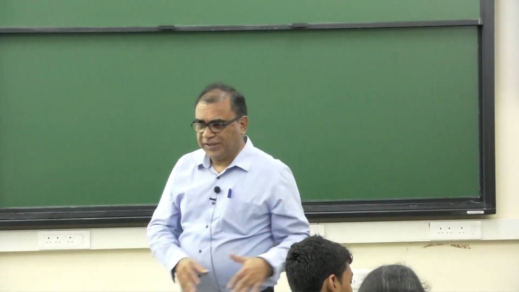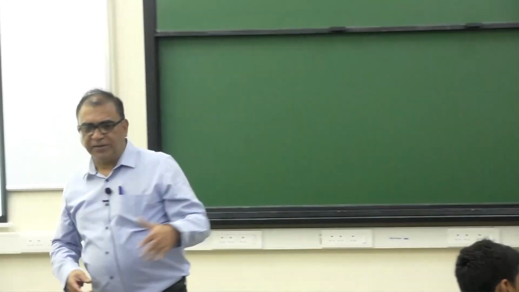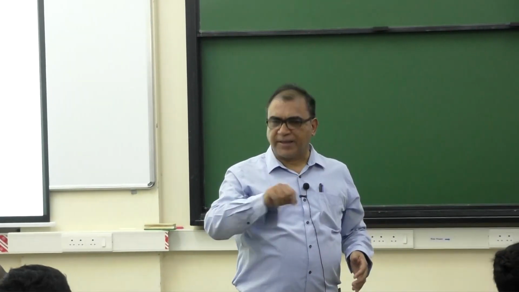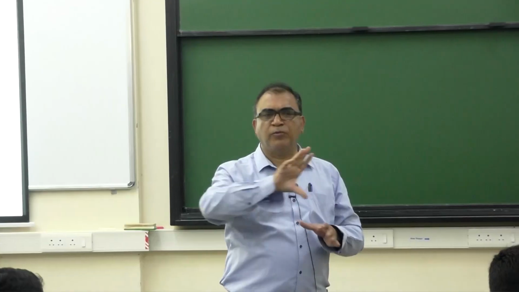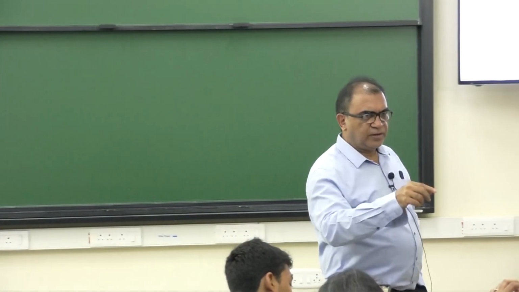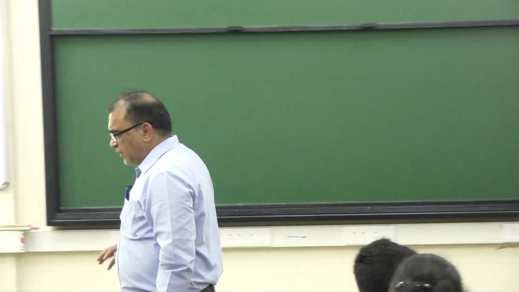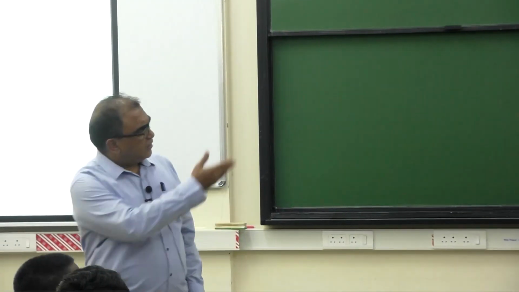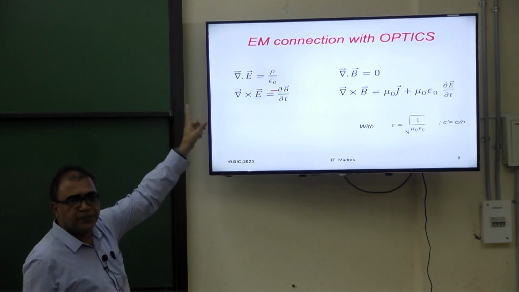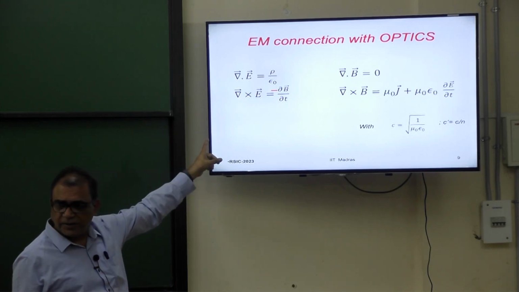I just brought it, but that doesn't mean I am not going to tell you what delta is. Del is del by del x, i cap, for x. Similarly for y and z you will have plus del by del y, j cap, in Cartesian coordinates. It's a del operator. So you read: divergence of E is equal to rho by epsilon naught. The second one is curl of E is equal to minus the partial derivative of B with respect to time.